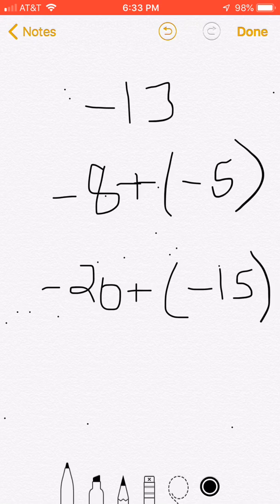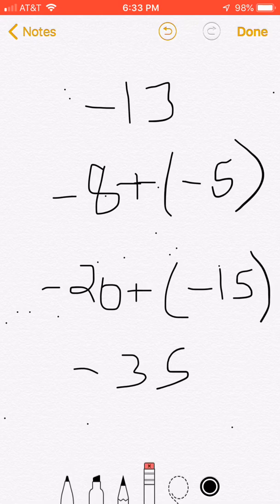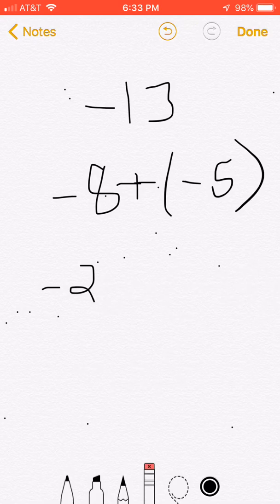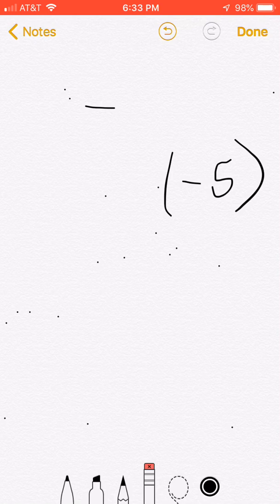And moving on, -20 plus -15 is basically 20 plus 15, which is 35. Just add the negative sign. Simple stuff. Nothing here to start freaking out about, guys.